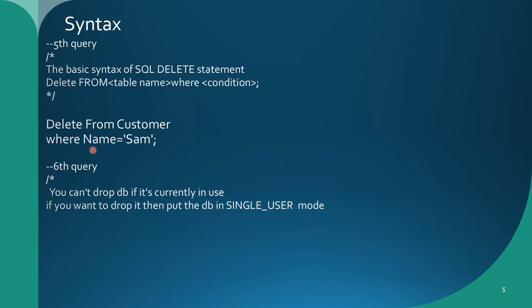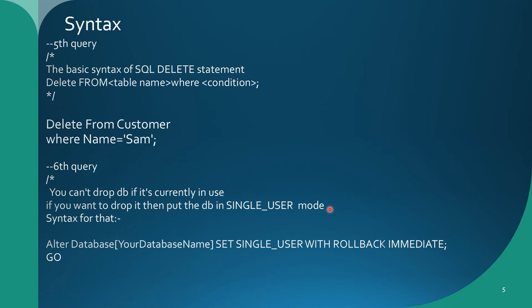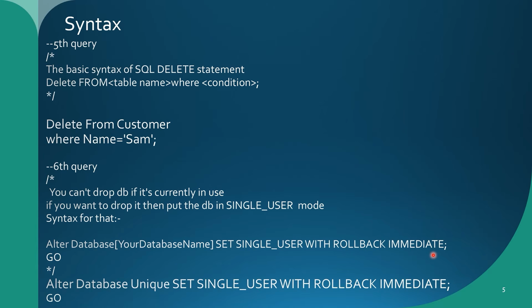And similarly, you can't drop a database if it's currently in use. That means if you are in the unique database and you want to delete it, you can't do it. If you want to drop it, then put the database in single user mode. And this is the syntax: alter database, your database name, set single user with rollback immediate option. And this is the code: alter database unique set single user with rollback immediate option. This will immediately roll back everything you are doing in the database and delete the database for us.